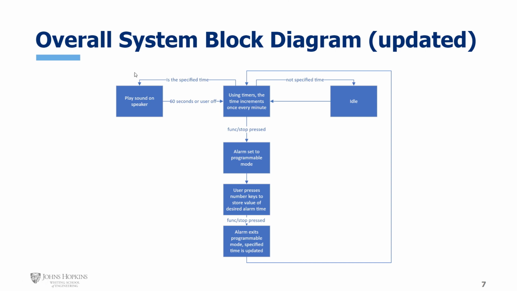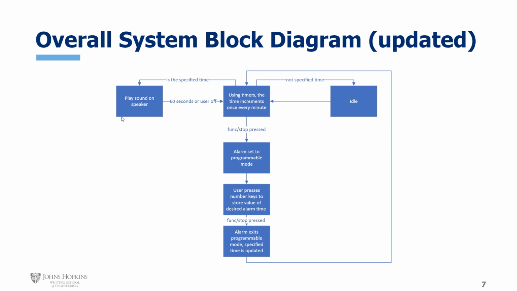So this is a little bit of the block diagram of how my code works. This is happening after you put in what the time is. Using timers, in this case a software timer, the time increments once every minute, or for the purposes of the video that you'll see in a second, it'll increase every second. And if it's not the specified time, i.e. the alarm time, we're just gonna sit idle, and it's gonna keep incrementing.